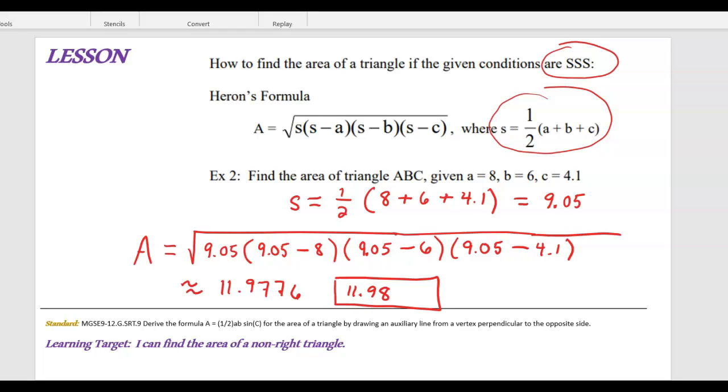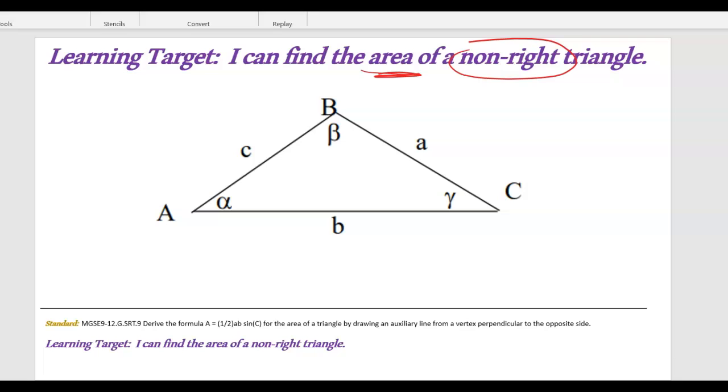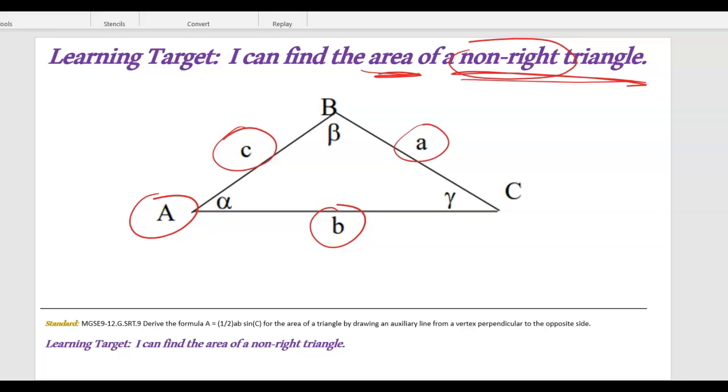I just want to remind you that given any non-right triangle, if you're given two sides and an angle, you can find the area. If you're given all three sides, you can find the area. So you can find the area given SAS or SSS.